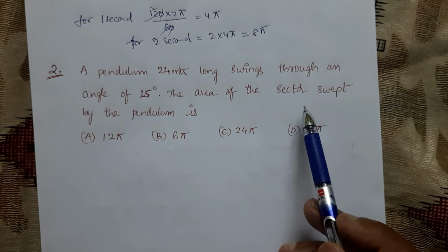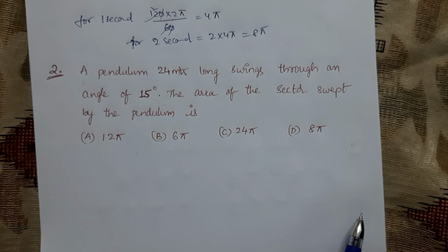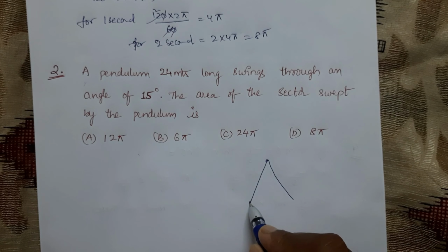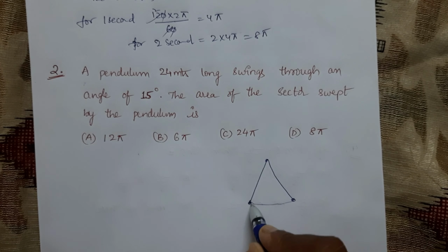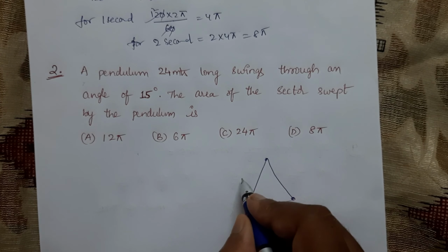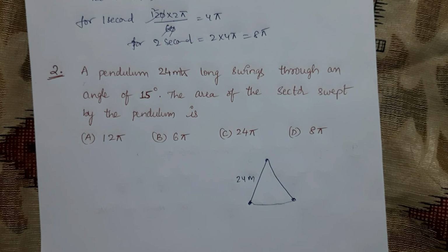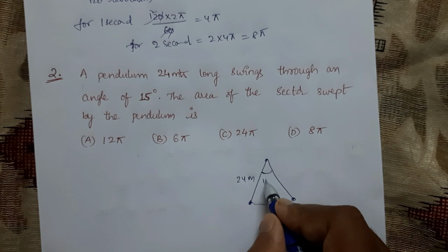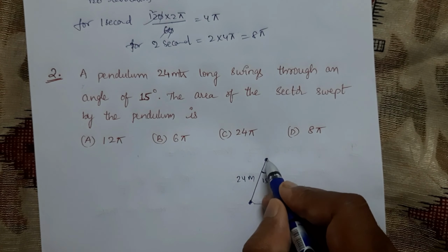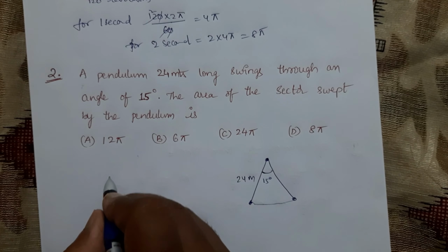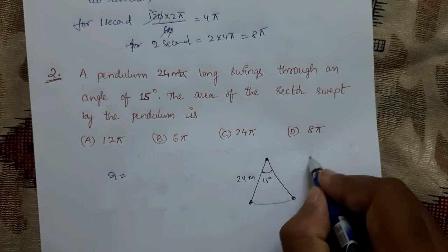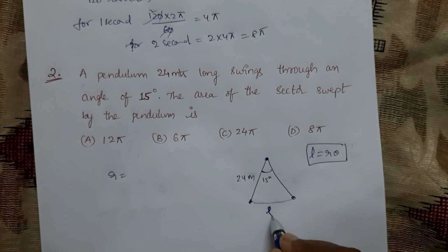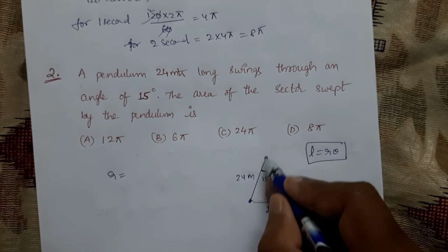The area of the sector swept by the pendulum. For example, if it is a pendulum 24 meters long, this length they have given is 24 meters, and it swings through an angle of 15 degrees. Pendulum length means they have given the R value. Previously we discussed the formula L equal to R theta, where the length of an arc is R into theta. So here R represents the pendulum length.